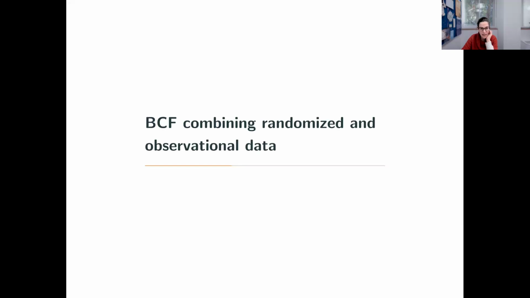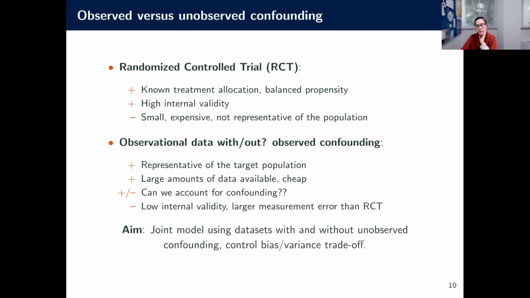Okay, so now we get to what Elena and Nathan and I have been doing. Back to that plot that I showed you. We have one data set that only has observed confounding, and we know how to model it. And we have one data set which may have unobserved confounding. It's a lot bigger. This is what happens in reality.